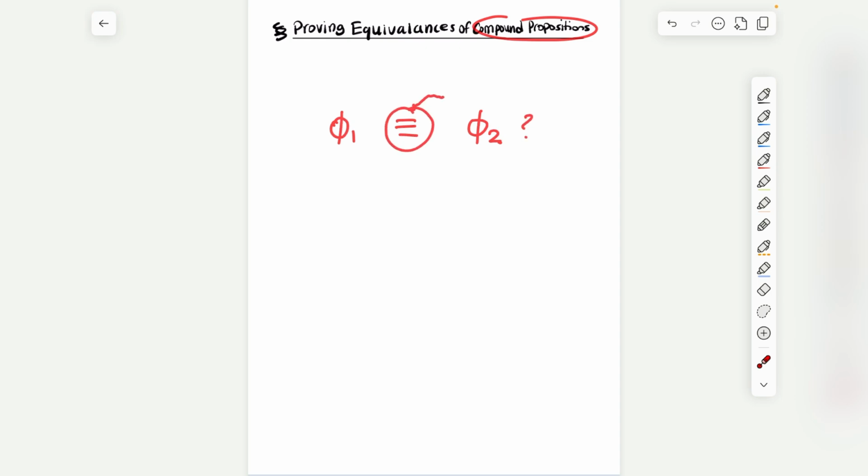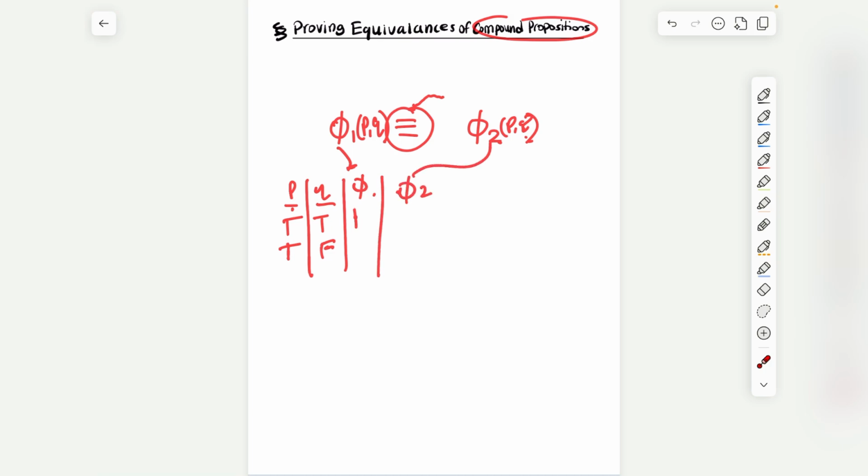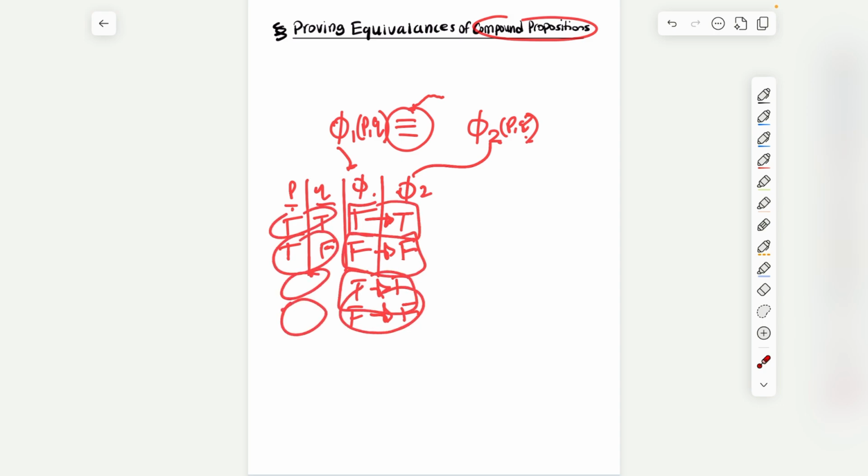And let's say that these compound propositions are made up of these propositional variables p and q. The whole idea is that for every possible truth assignment of p and q, no matter what p and q can be, compound proposition 1 and compound proposition 2 should be the same, true and true. And if this is false, then this should be false. If this is true, then this should be true. And if this is false, then this should be false. In other words, they should be equivalent. They should have the same truth value for every possible truth assignment of p and q, no matter what p and q are.